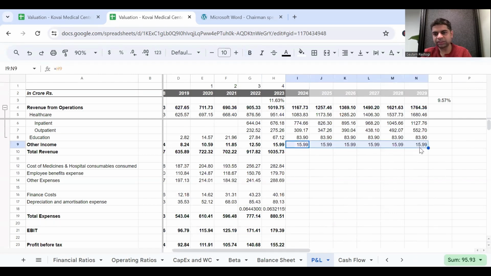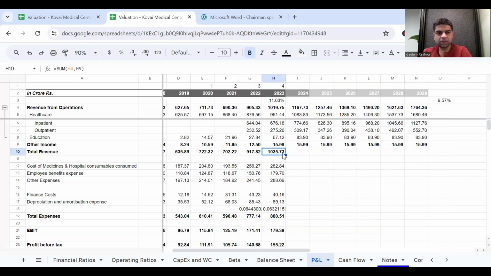One thing in modeling is we should never sweat over the small stuff. Ideally, we should be modeling it. Perhaps I will model it later. But one golden rule is don't sweat the small stuff. Don't break your head over something which is, say, 1% or pretty small. So now total revenue is this.